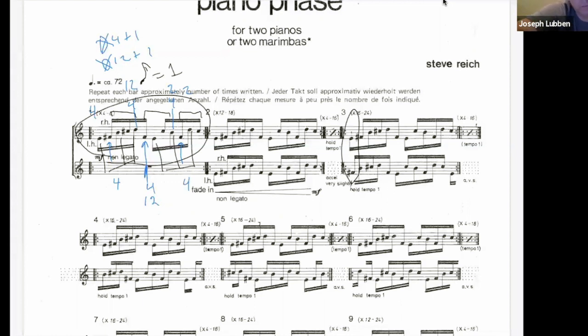And there's a lot of other possibilities built in there. You might even hear 3 layers in this one, right?